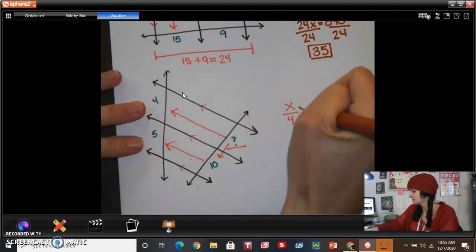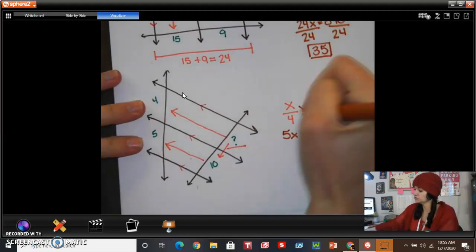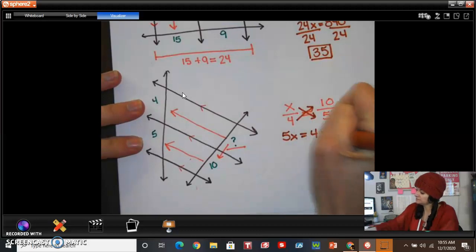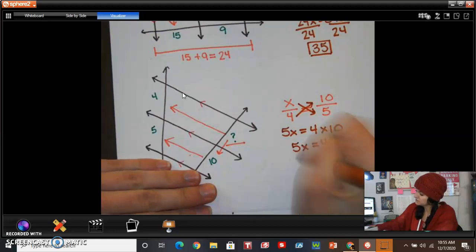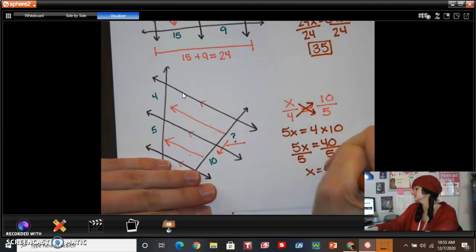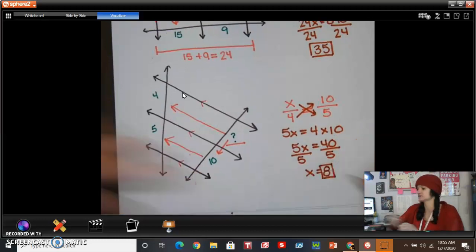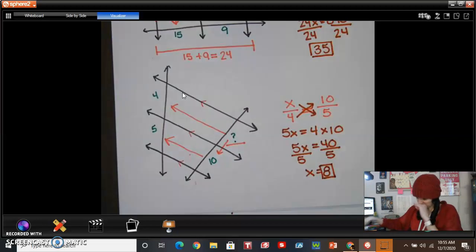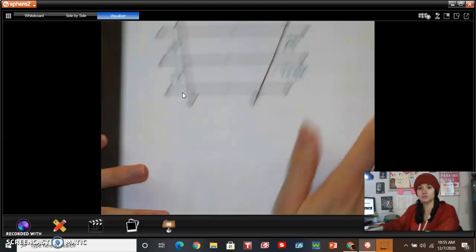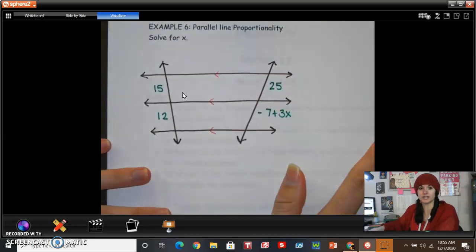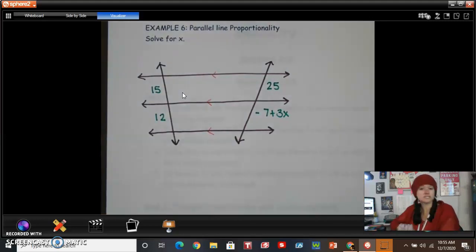So we're going to say 5x equals 4 times 10. So I get 5x equals 40 divided by 5. We get x equals 8. So our unknown side length was 8. All right, we've got one more goal, therefore one more example, and that is using algebra with our parallel proportionality. This is set up the same way all the rest are. It's all about matching up information.